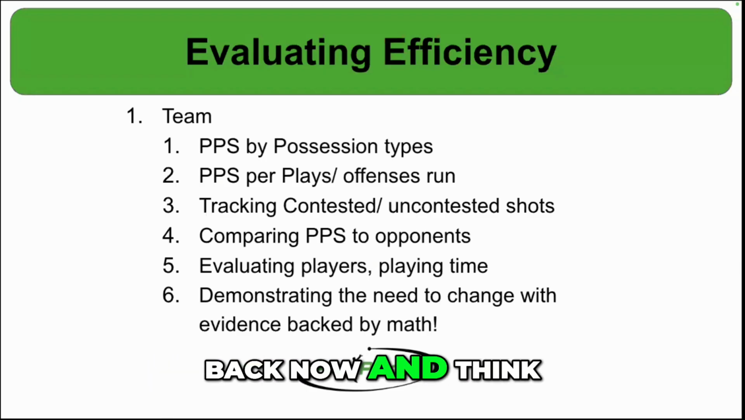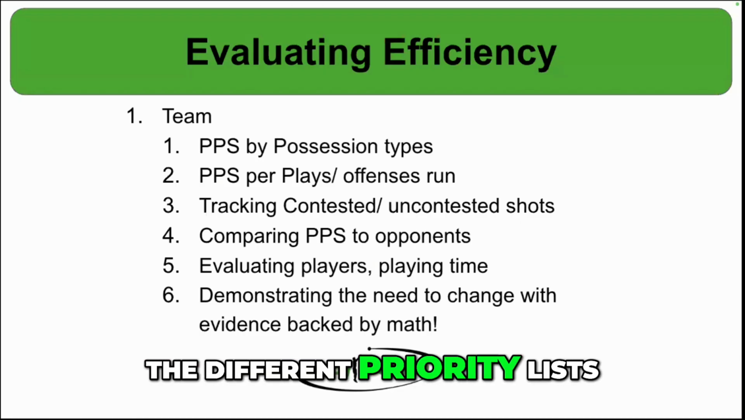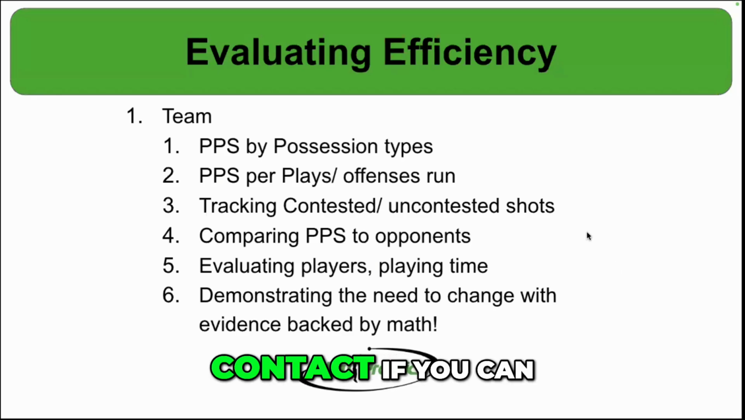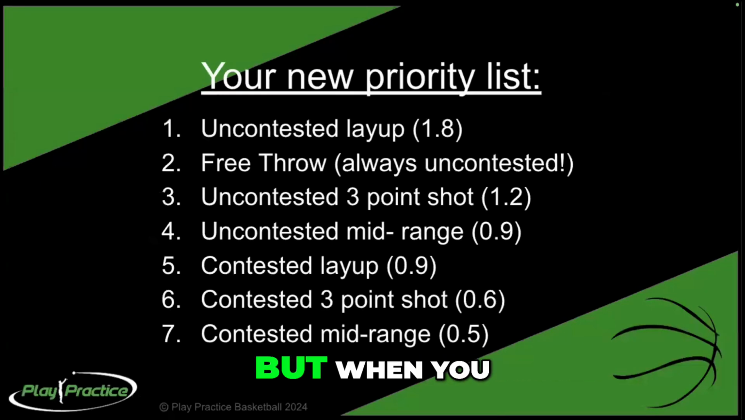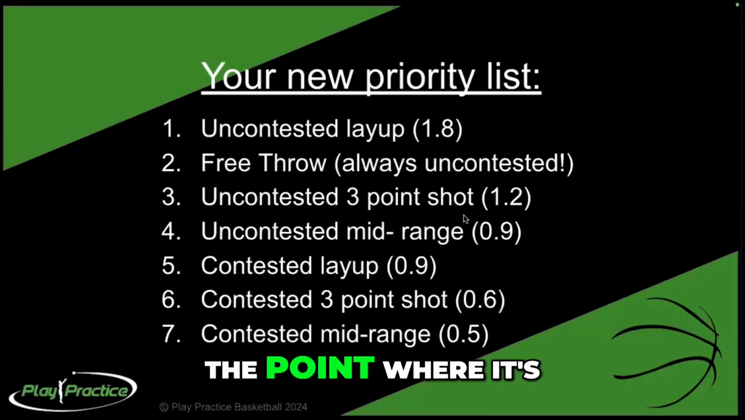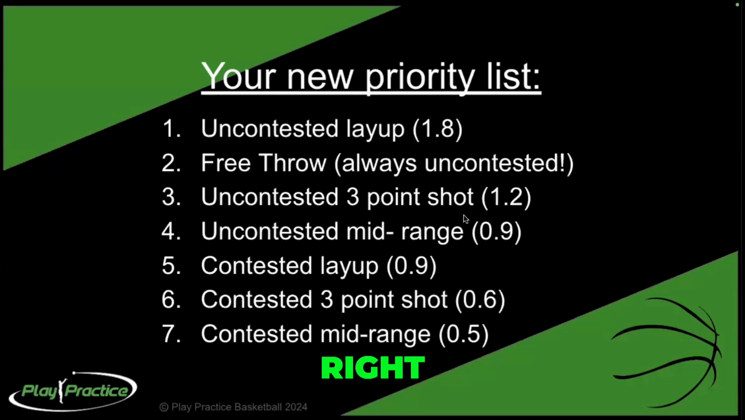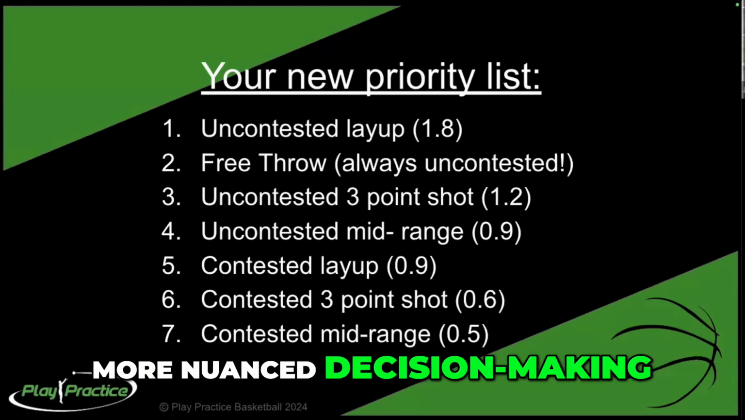I had a question about the different priority lists. Obviously, uncontested layups and then free throws, drawing contact if you can. Then next is the uncontested 3-pointer. But when you get to the point where it's a contested layup, that's when you're going to kick and swing, right? Right, exactly. That's where it becomes a lot more nuanced decision making.